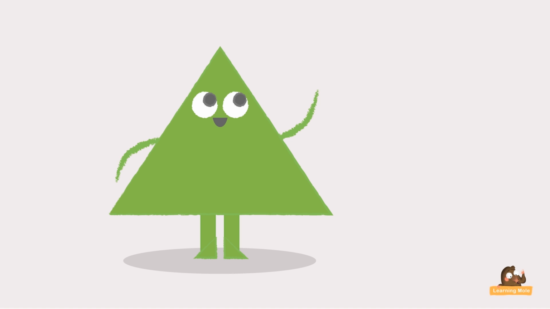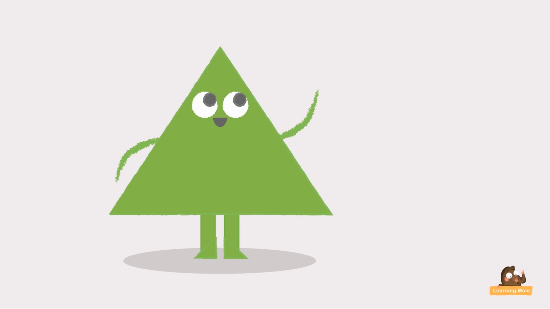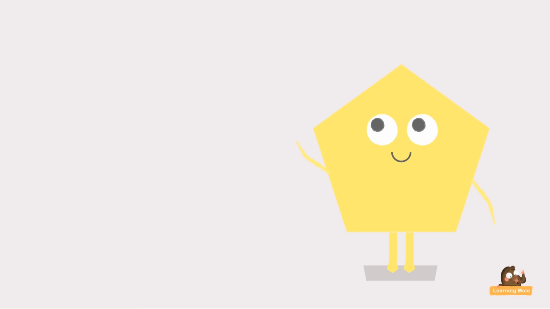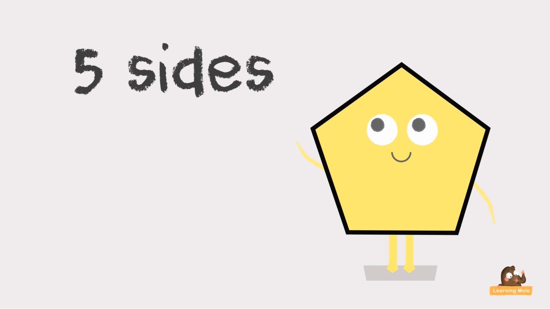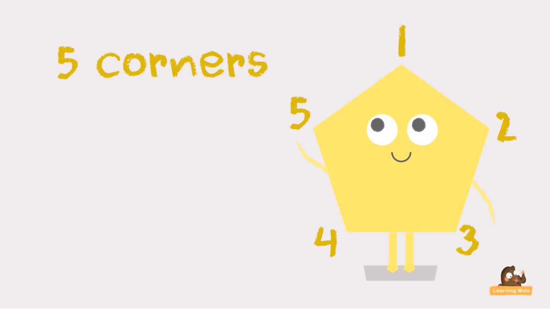How many sides does a triangle have? You're right, it has 3. How many corners does a triangle have? Great! It has 3. How many sides does a pentagon have? You're right. It has 5. How many corners does a pentagon have? Super! It has 5.